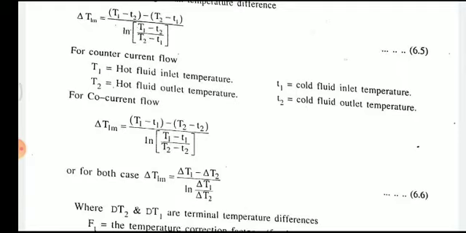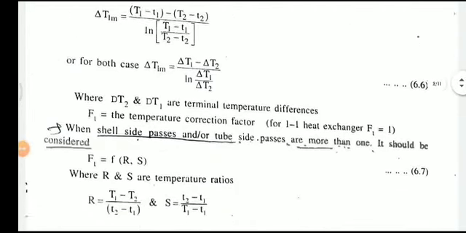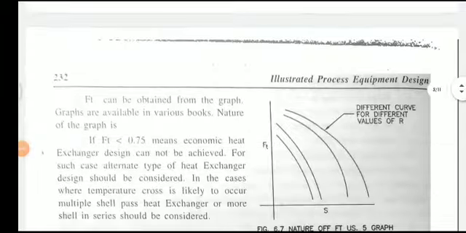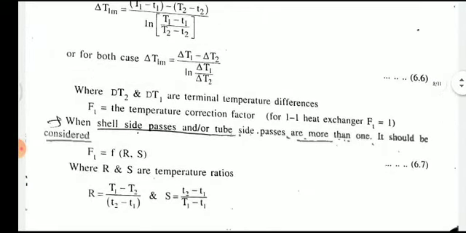And for co-current flow, the delta T value will be (T1 - t1) and (T2 - t2), divided by the logarithm of the ratio of the hot and cold stream differences. Okay, and the other parameters we will discuss in the next lecture.